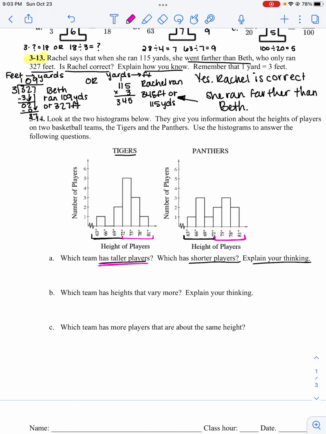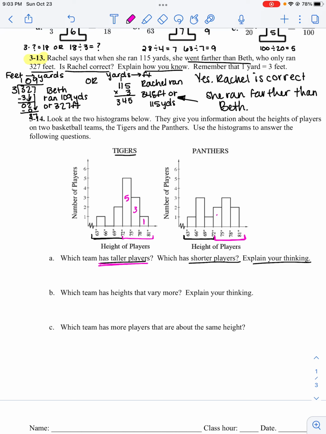Okay, and what I'm going to do is I'm looking at taller right now. So I'm going to count. So between 72 and 75 inches for the tigers, I have 5 players. Between 75 and 78 inches, I have 3 players. And 78 to 81, I have 1 player.